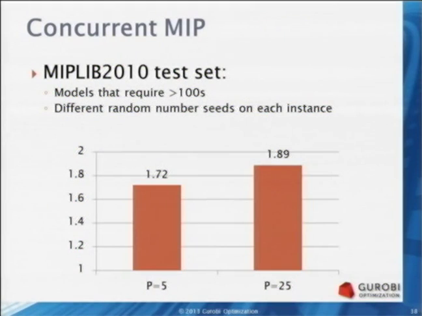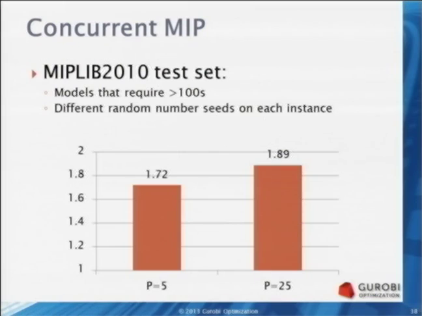As you might imagine, this approach does have its limits. This is not going to be an effective way to use 1,000 cores. But on 5 cores across this MIPLIB set, for models that take more than 100 seconds, we get a 1.72x average improvement in performance. It starts to tail off, so if you use 25 machines, the improvement is only 1.89x.